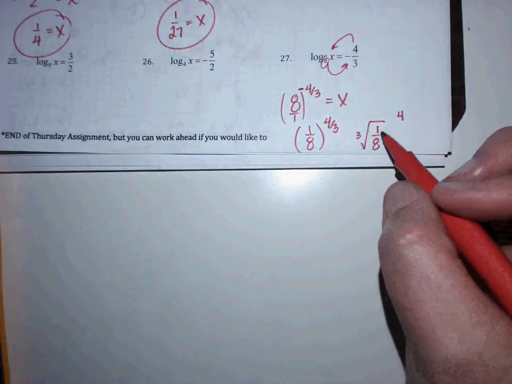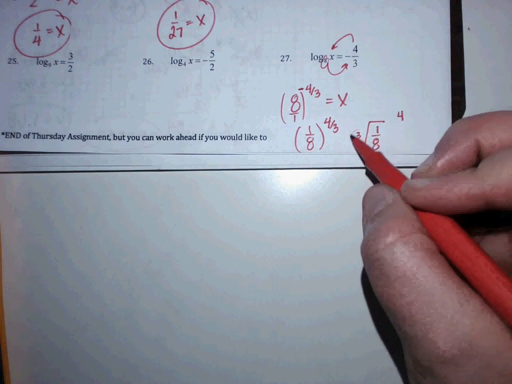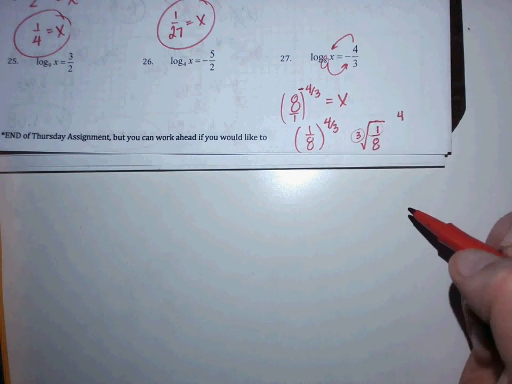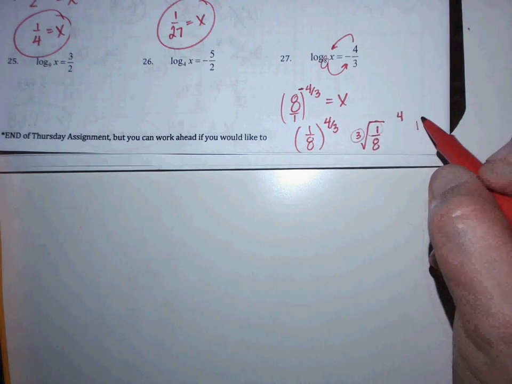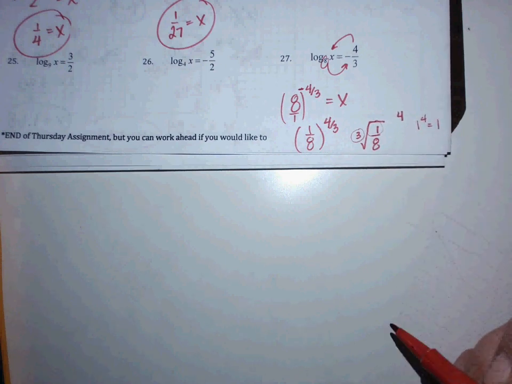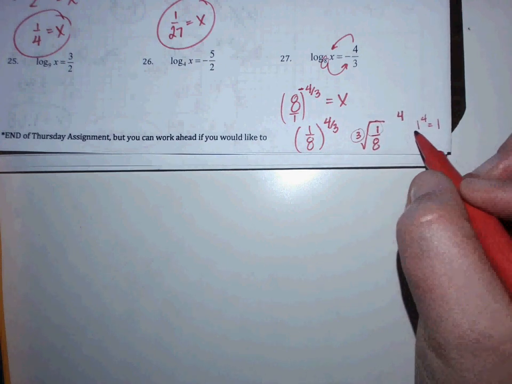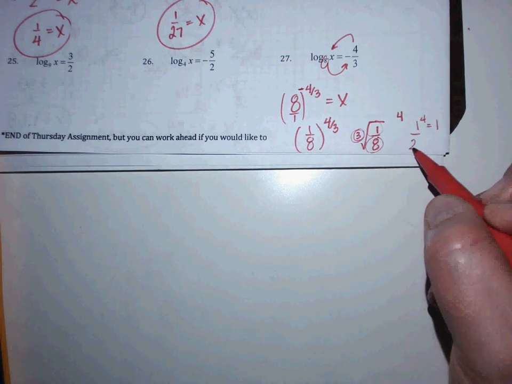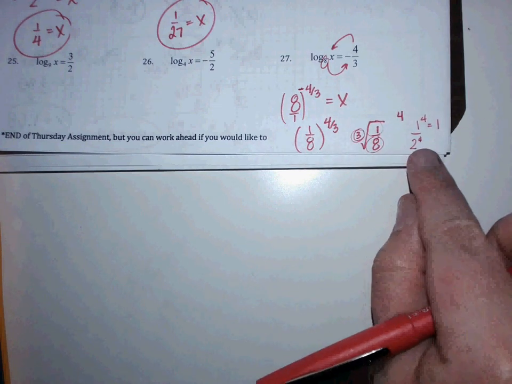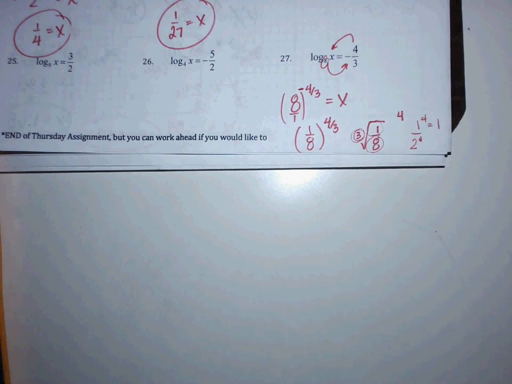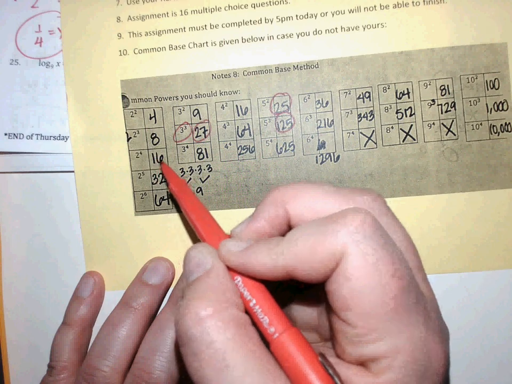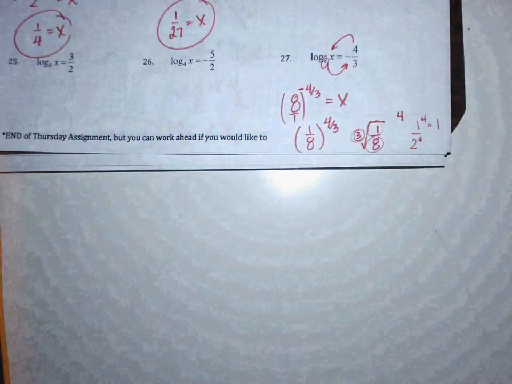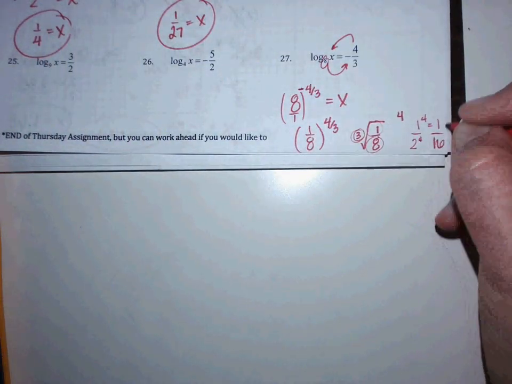So let's say I'm doing the 1 on top first. The cubic root of 1 is still 1. And then if I do 1 to the 4th, I still get 1. Now let's do 8 on the bottom. The cubic root of 8 is 2. But then 2 to the 4th, okay, I can pull out my little chart here. Okay, 2 to the 4th is 16. So that means my answer there is 1 over 16.